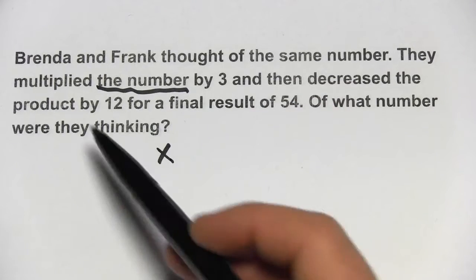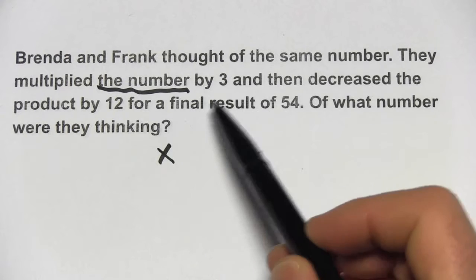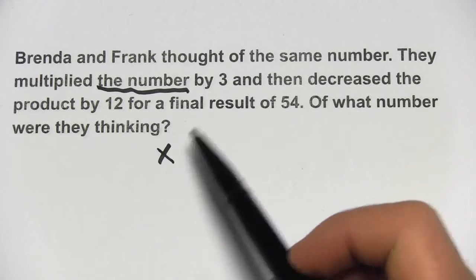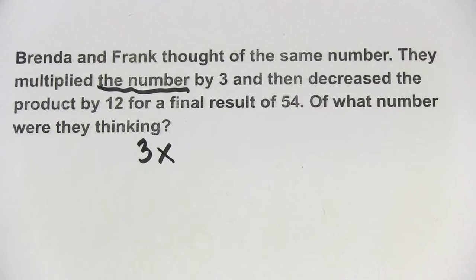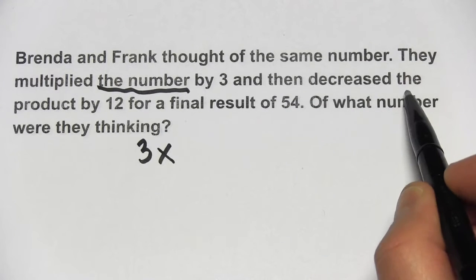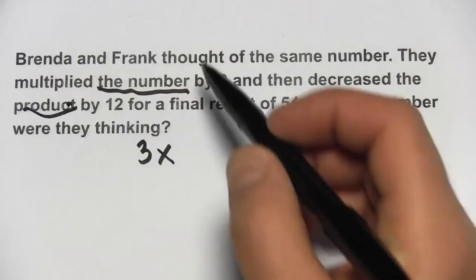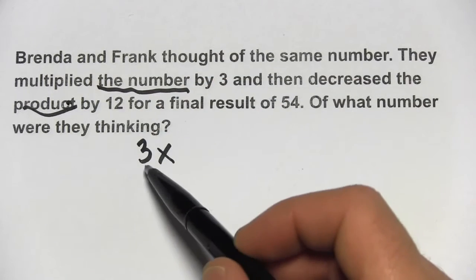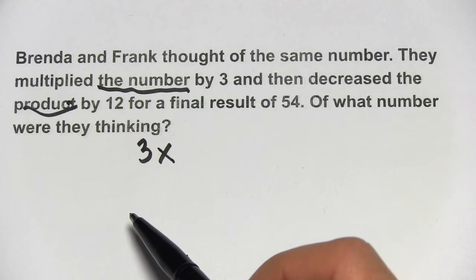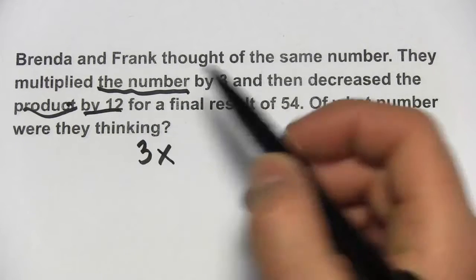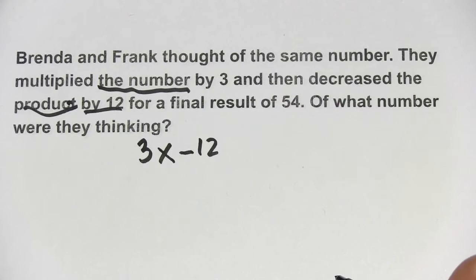And we're going to do to x the things they say they did to it here. They multiplied x by 3. So let's multiply x by 3. We can do that by just writing a 3 out here. This is 3 times x. Then decreased the product by 12. When they say the product, they just mean the result of this multiplication. So the product is this 3x. So we're going to decrease 3x by 12. That is just minus 12. We're decreasing it by 12.